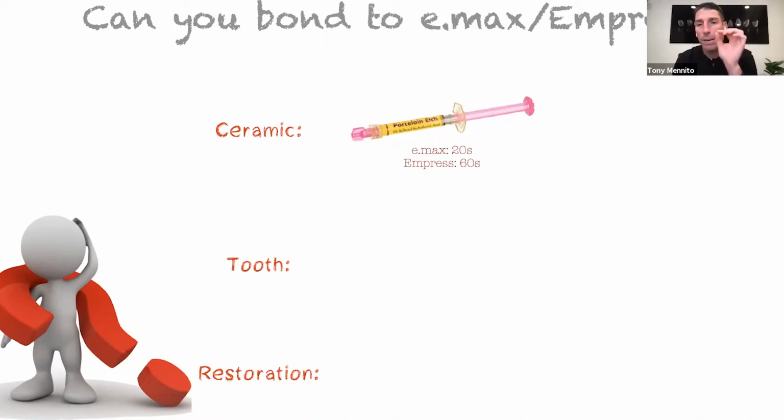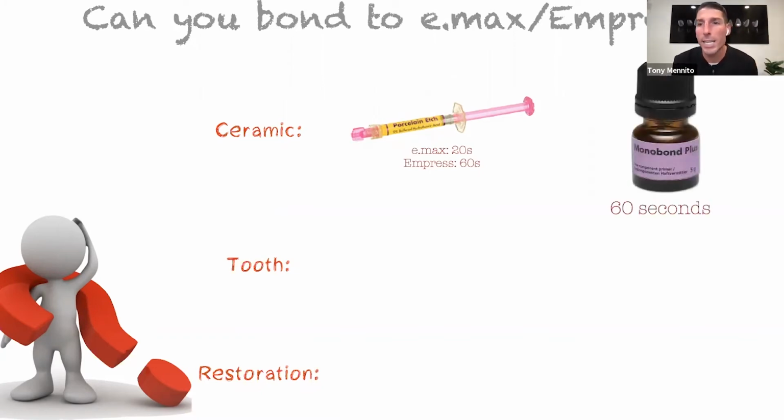20 seconds, you have to have that clock either running in your head or physically have a stopwatch next to you to count those seconds. It's really important not to over etch or under etch that material. 20 seconds is the sweet spot. And then you need to silanate that material as well. What silane does is it basically is a coupling agent that allows the resin cement to stick to the glass ceramic. And this is a really important step as well.